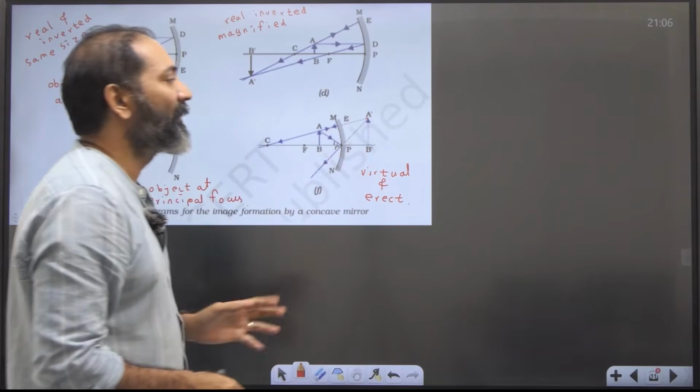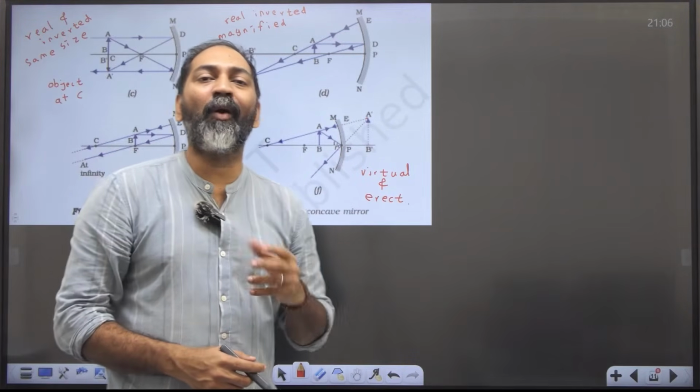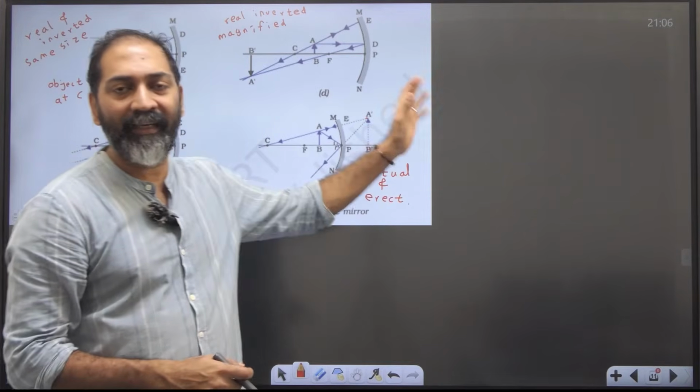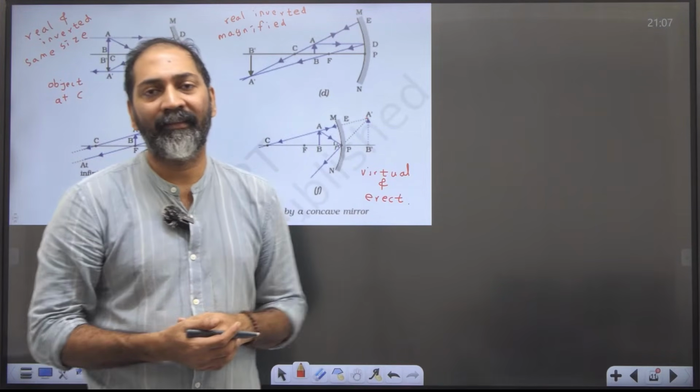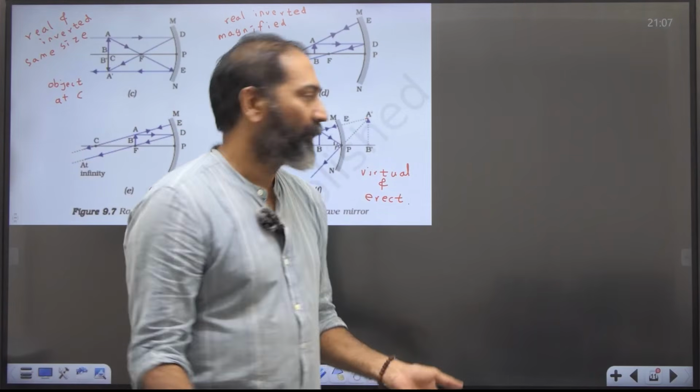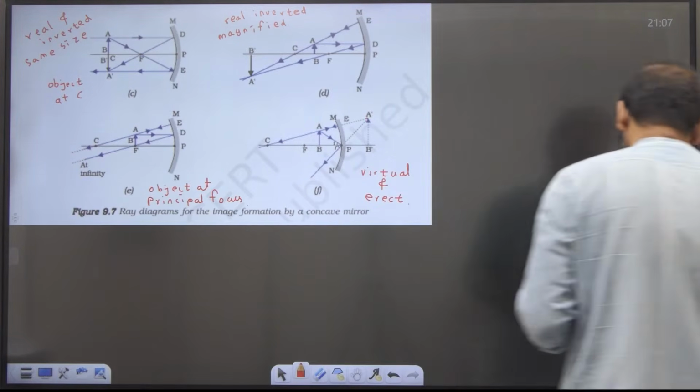Virtual and erect. Virtual images cannot be caught on the screen. If you place a screen there, you can't see that. That is the specialty of virtual, means not real. Okay, erect means straight. I hope you understood.